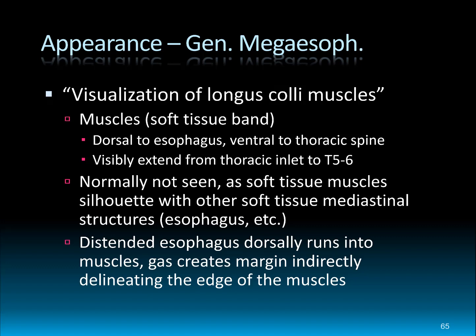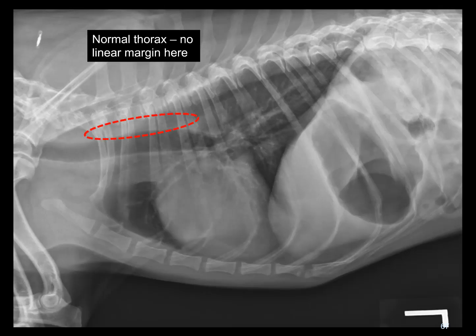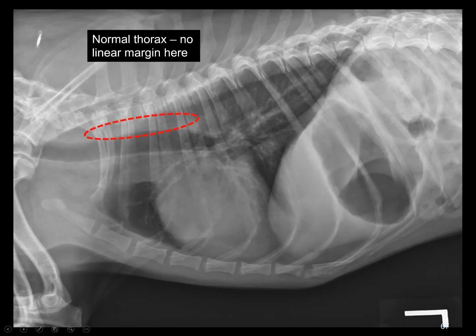There are a few other secondary findings that you will identify that help you make the diagnosis. So being able to see the longus coli muscles is a hint that there is gas in the esophagus, usually in a gas distended esophagus. Here's a normal dog. The longus coli muscles live right up here. I'm going to go back a moment. I don't see a discrete margin. I obviously see the margin of the trachea, but I don't see any further margins, so that's very normal. No extra edges where those muscles are.